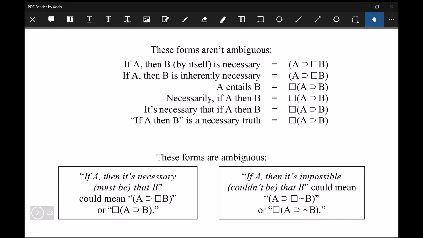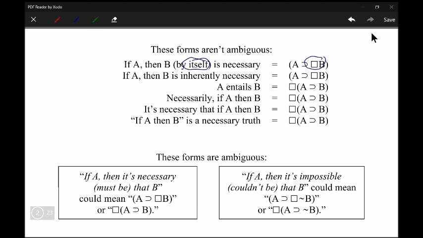Which are clearly not ambiguous? Well, these forms here. If A, then B by itself is necessary, then by itself means just the second part. Or if A, then B is inherently necessary, again, just means that the second part is necessary. And these are all box outside. A entails B is a necessary if A, then B. And necessarily if A, then B, if the necessary goes first, then you're ascribing necessity to the whole if-then. And the same thing here, and the same thing here.